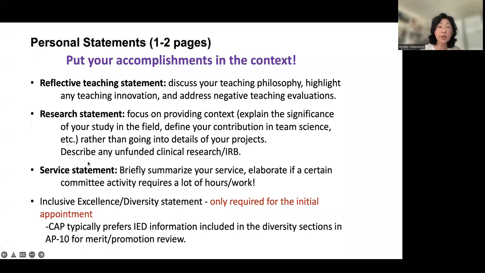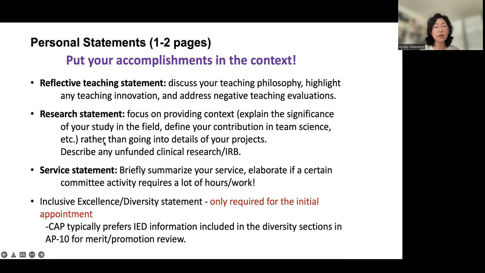And the reflective teaching statement, of course, is required as one of the two teaching evidence, but even the research and service statements are worth making. And they don't want to see long statements. So 1 page is better than 2 pages. And I would definitely not go over 2 pages. And for the research statement, I sometimes see people going into the details of research, but remember, most of the CAP members are from other non-science schools, so they're not going to understand this. Rather, what you want to do is explain the context, explain the significance of your study in the field, define your contribution in team science, and explain it to the lay audience, okay? So that's what you want to do.